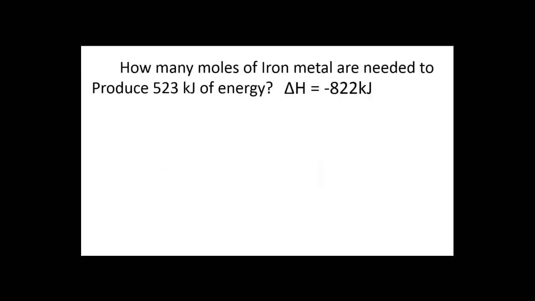So let's try a kilojoule to mole problem and see how we reduce these ratios. Here's a question. How many moles of iron metal are needed to produce 523 kilojoules of energy if the delta H value is negative 822 kilojoules? Here's our balanced thermochemical equation showing our kilojoules as a product. And this time it's useful to identify what we are converting from, as always, and what we are converting to. In this case, we are converting from kilojoules to moles of iron metal.